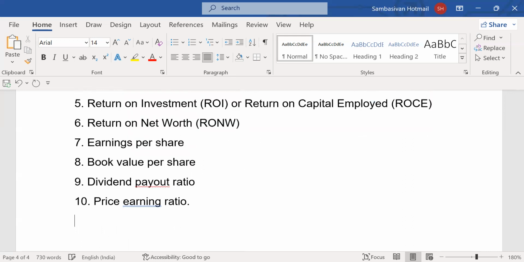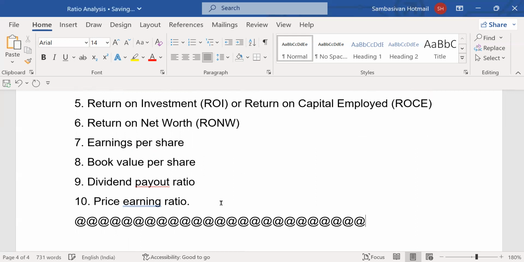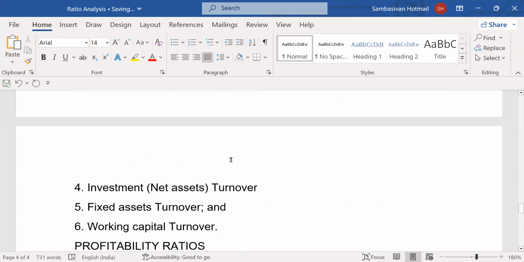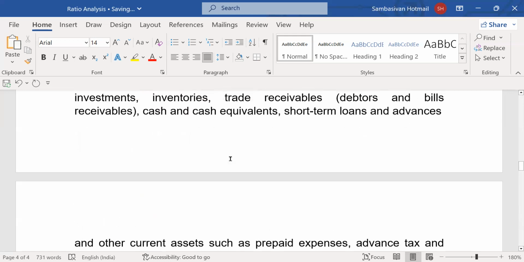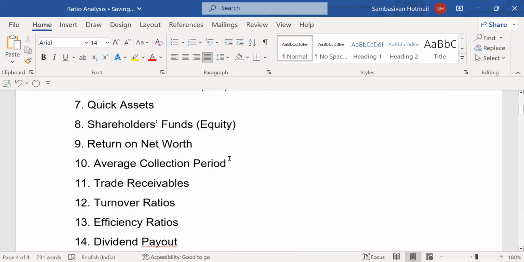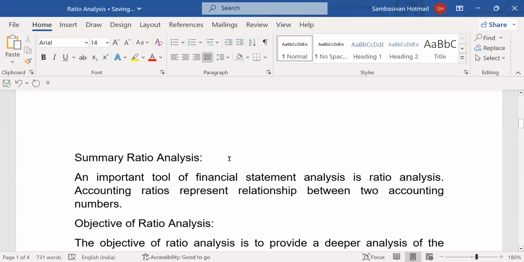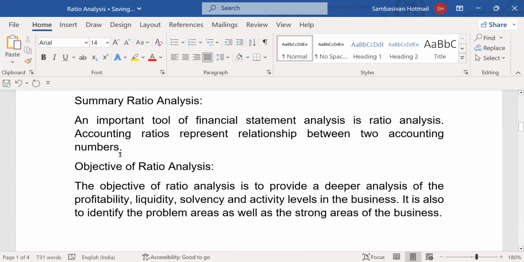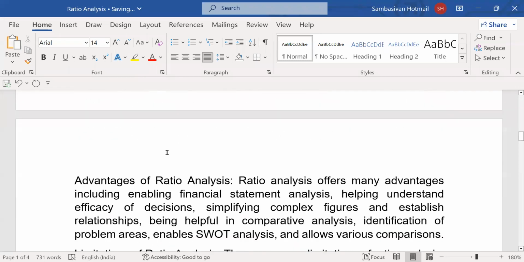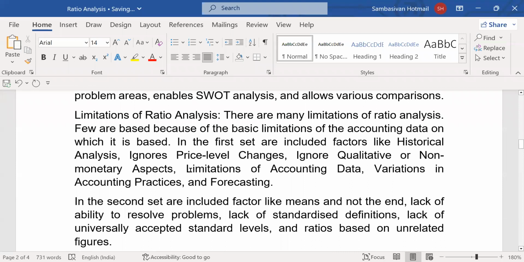So many ratios are there to go through regarding ratio analysis. But what is more important is the first part of it, which we studied: the summary of ratio analysis, objective of ratio analysis, limitations of ratio analysis. This is what is important.